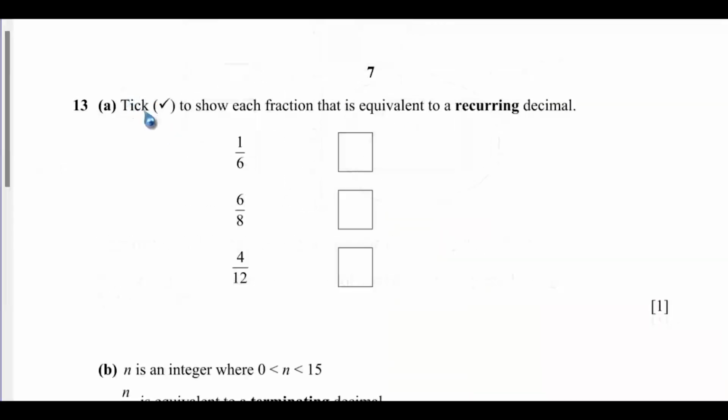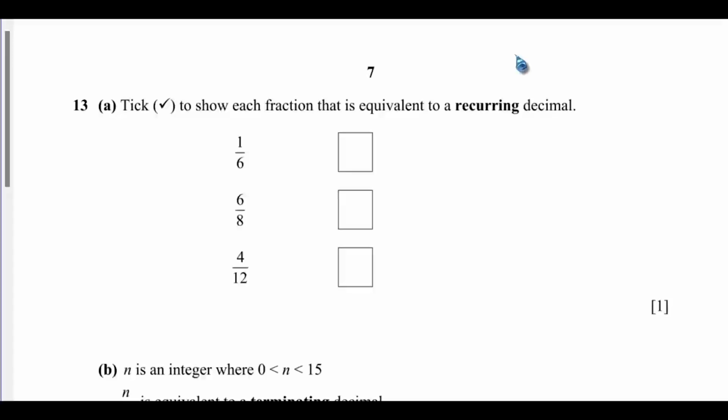Question 13. Tick to show each fraction that is equivalent to a recurring decimal number. A recurring decimal number is a decimal number that has repeated digits, and it does not terminate, it continues forever and ever.